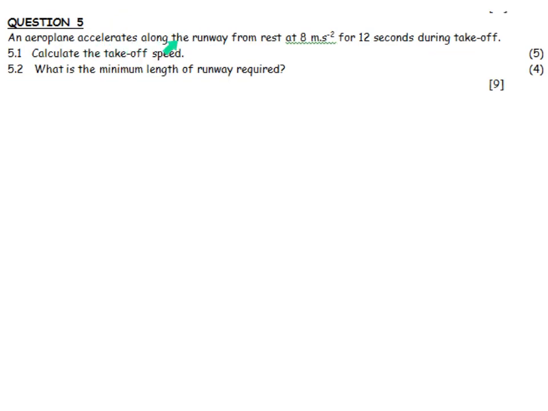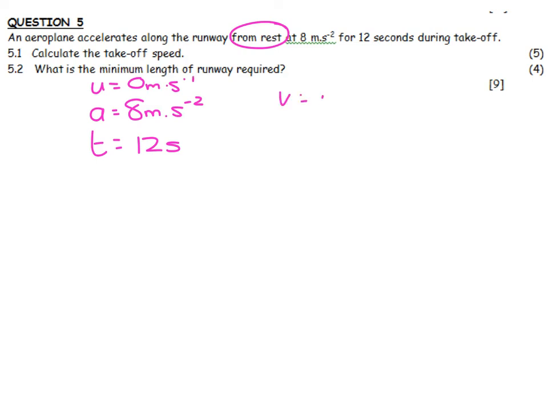An aeroplane accelerates along the runway from rest, and its acceleration is 8 meters per second squared. We're not in free fall now. We're on a runway. For 12 seconds during takeoff, calculate the takeoff speed. It's from rest, so initial velocity is 0 meters per second. V is equal to u plus at. 0 plus 8 times 12. My final velocity is 96 meters per second.